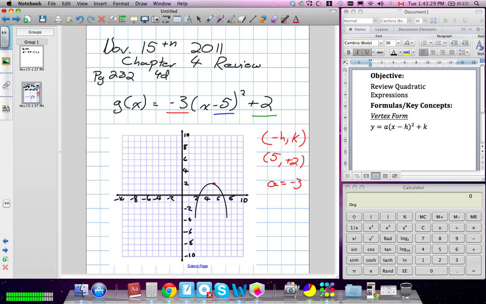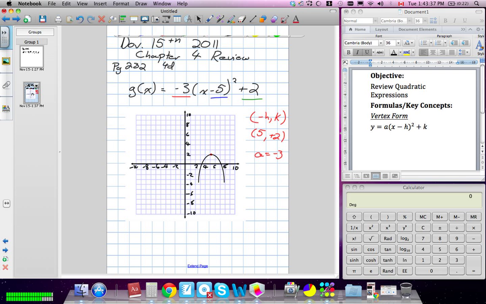So the question asks, how many x-intercepts does this have? This will have 2 x-intercepts.